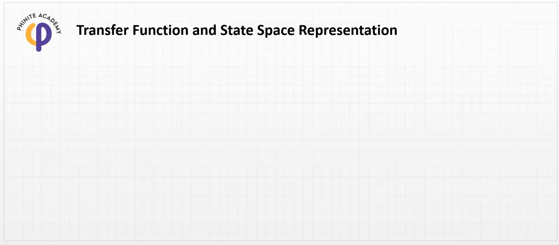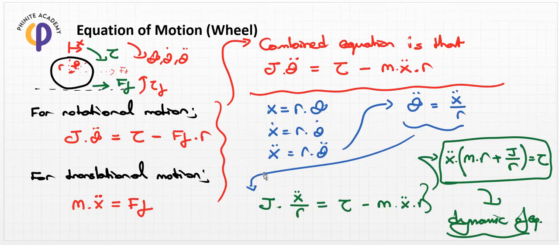Hello guys, in this lesson we're going to start writing a transfer function and state space representation of the wheel model from a system dynamics perspective. In the previous lesson we obtained x dot dot times some constants, which must equal the torque value. This is the dynamic equation, or the equation of motion, of our wheel model.